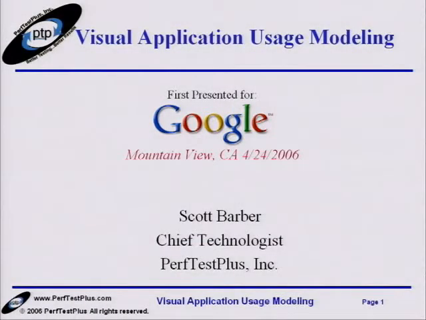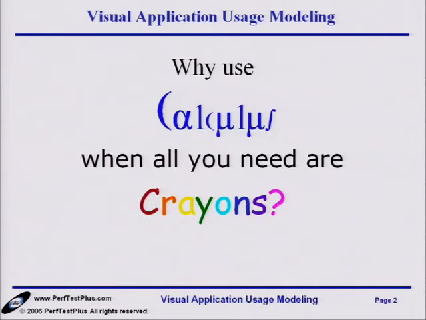So what we're going to talk about today is visual application usage modeling. And that might sound super technical, but for the most part, it's not. What we're going to do is talk through some things. And I actually subtitled this presentation, Why Use Calculus When All You Need Is Crayons? The point here is that sometimes us geeks, and I use that term endearingly, I'm very proud to be a geek, by the way, get caught up so far in the details that we miss some of the simple things. So that's kind of what we're going to talk about.